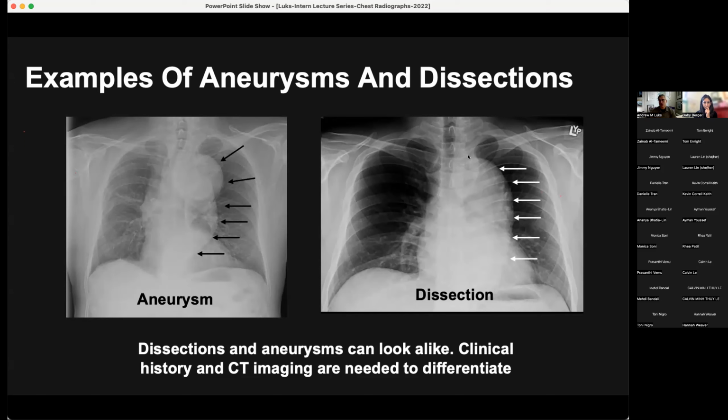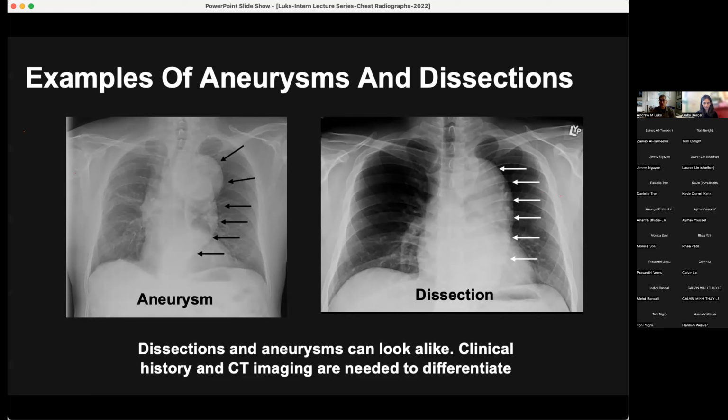And here you see a very large aortic knob and an overall extremely large vessel heading down into the lower chest. This patient had a dissection. Now, if you just look at the film itself, it can be difficult sometimes to say this is an aneurysm alone versus a dissection. You need history to help you.